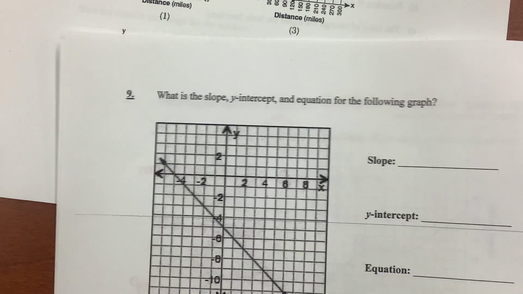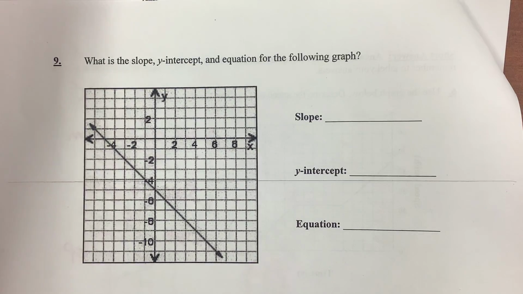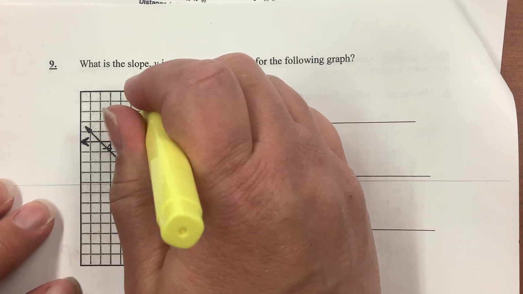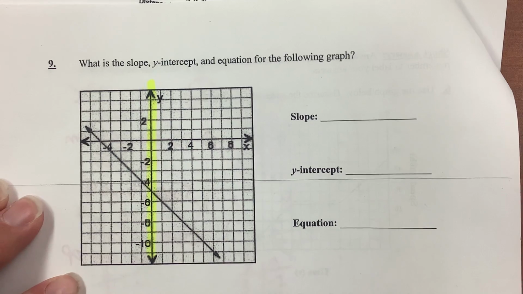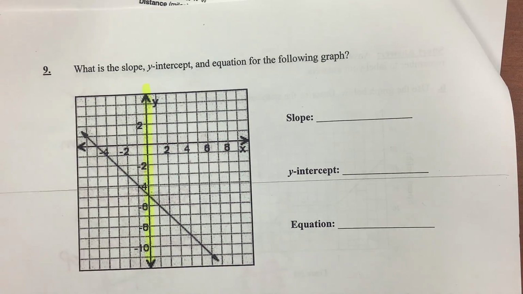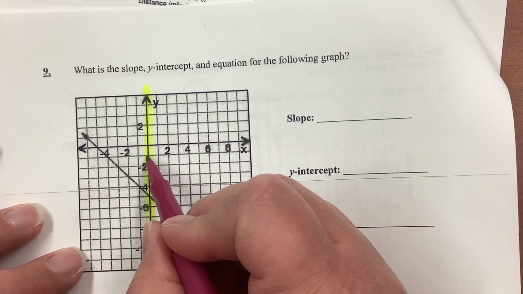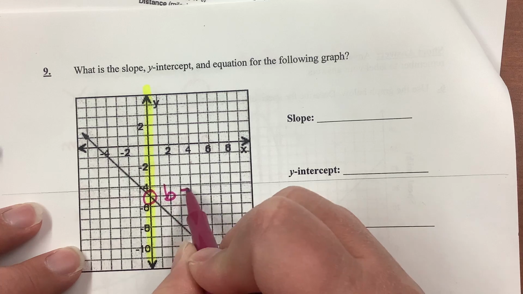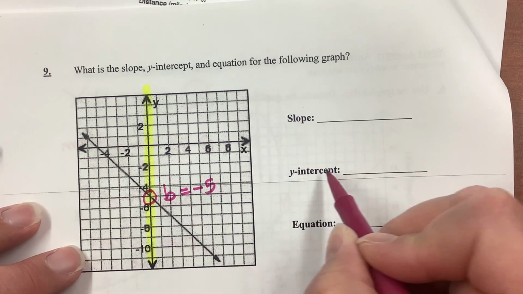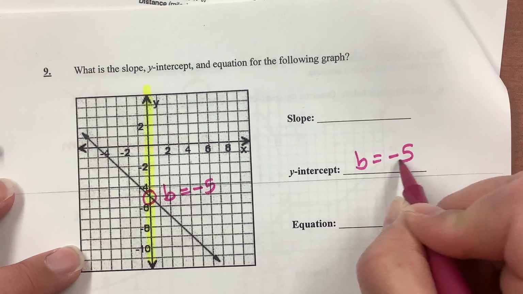Okie dokie doodle. What is the slope and y-intercept for this equation? Okay, you take your yellow line and you go down here and you come down here, and where it intersects, so here's 0, -1, -2, -3, -4, -5, b equals -5. So my y-intercept, b equals -5.